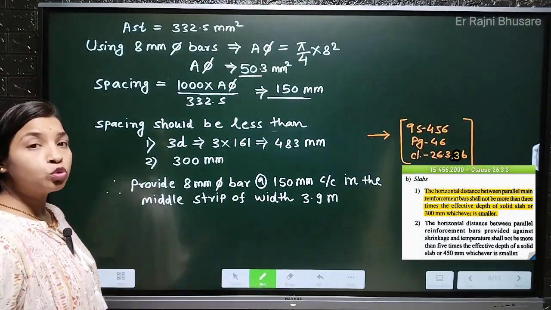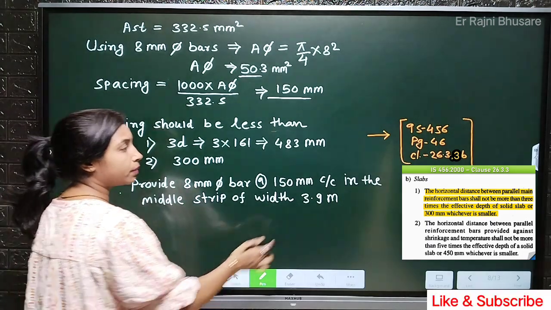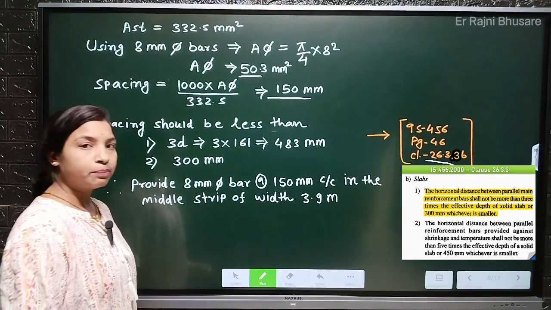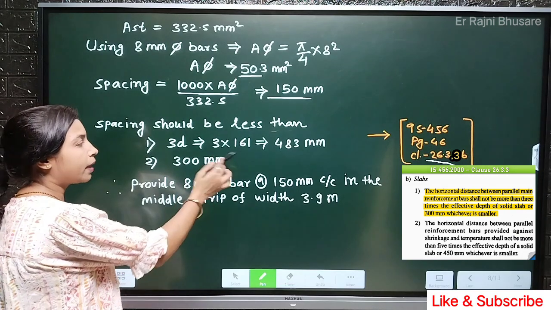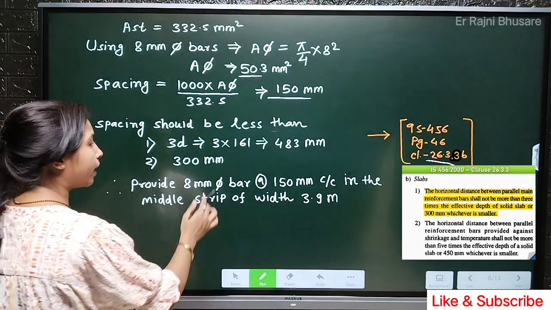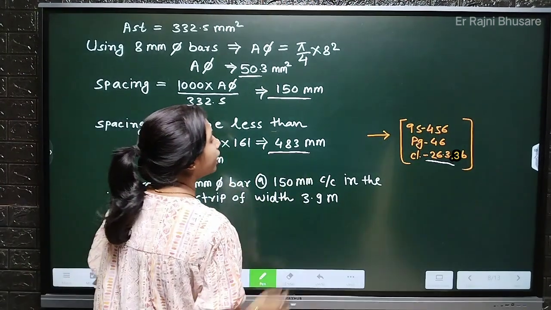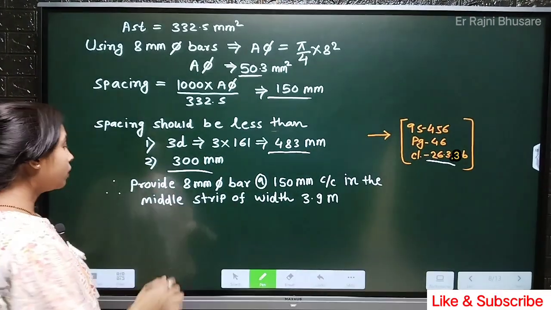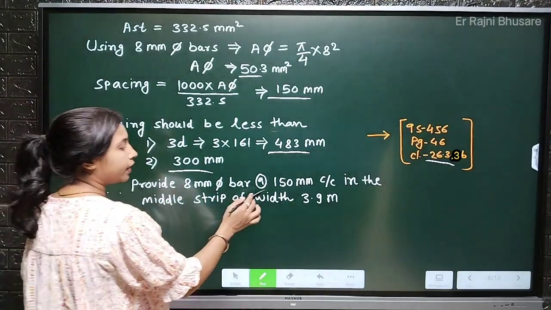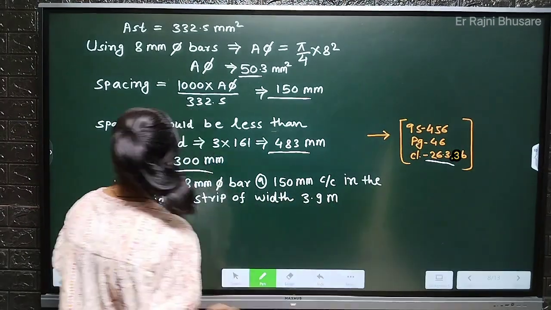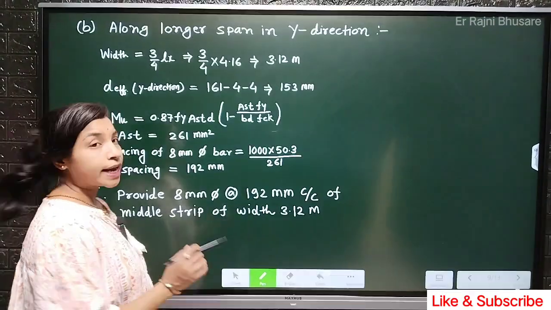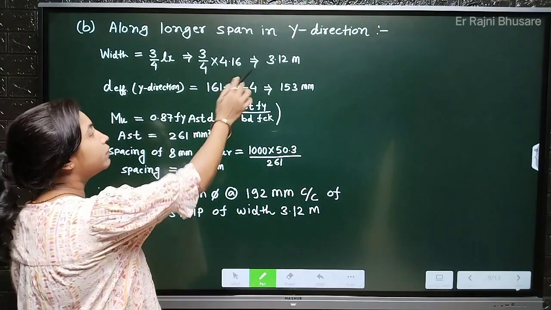And after that, spacing should be less than the two parameters given by IS code page number 46 and clause number 26.3.3 B. Here 3 multiplied by 161, the effective depth, so our spacing is 483 mm, and second is 300 mm. Therefore provide 8 mm dia bar at the rate of 150 mm center to center in the middle strip of width 3.9 meter. So second is along the longer span in y direction.